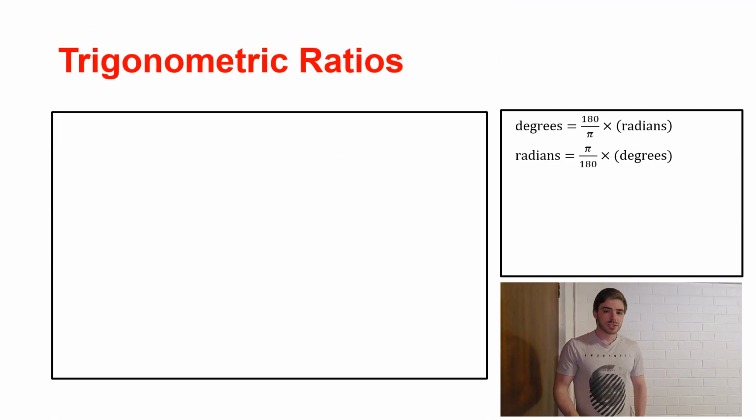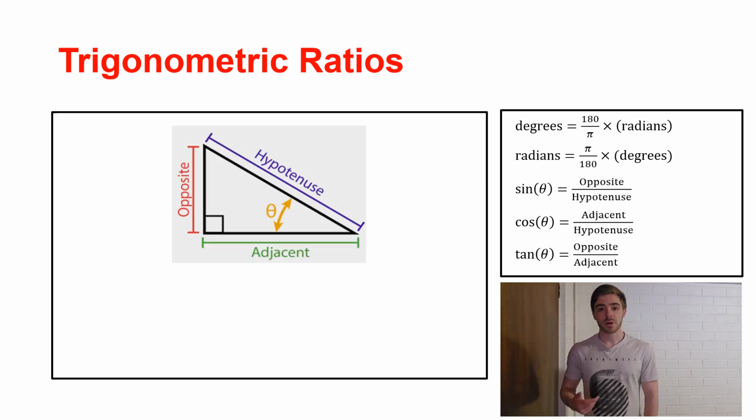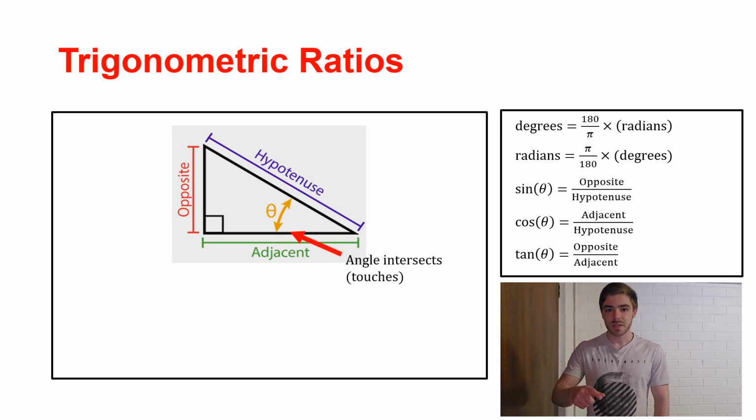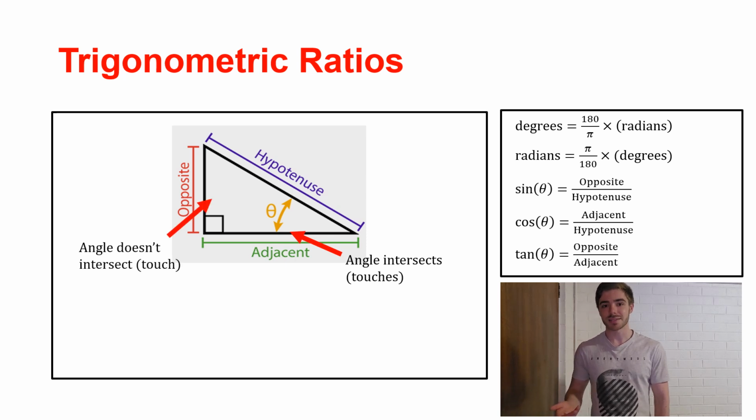The three trig ratios that you'll need to be familiar with are sine, cos, and tan. If you aren't already aware, these ratios were written with respect to the side lengths of a triangle like this. The hypotenuse is defined as the longest side length of the triangle. The adjacent side is defined as the side where the angle intersects, and the opposite side is defined as the side where the angle doesn't intersect.